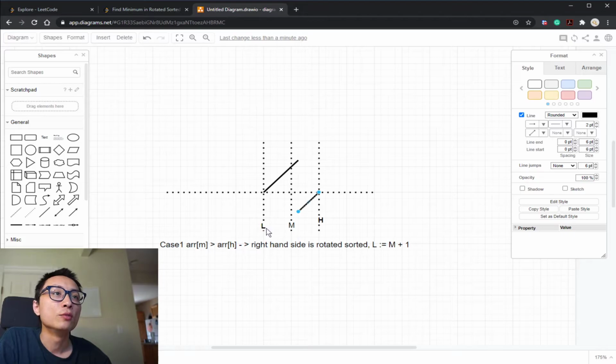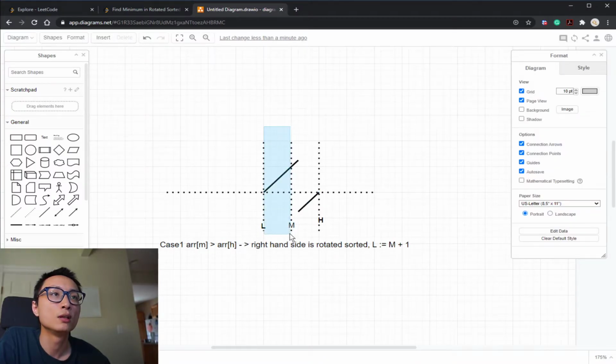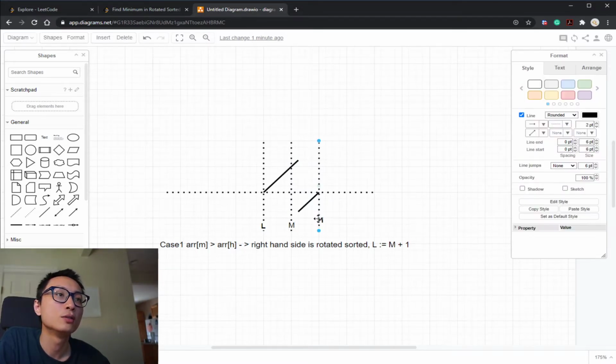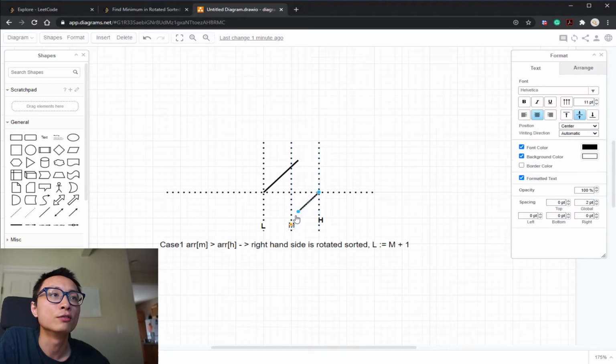Now, in the first case, we use the three numbers to partition the rotated sorted array into two halves by the lower bound, upper bound, and the median pivot position. In this case, the left part, the part between these two lines, is strictly sorted in ascending order, and there's no way the minimum is in this part, because the minimum number is always the starting point after the drop. So just based on the relationship between these two numbers in particular, we can identify that we want to continue looking into this half of the rotated sorted array to find the minimum.